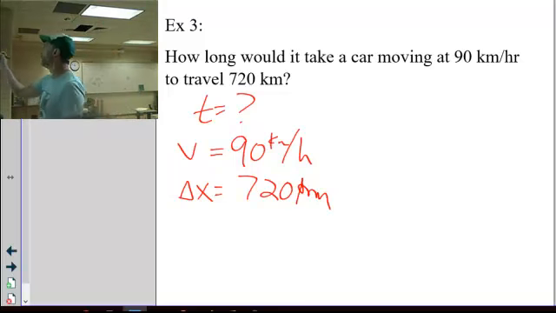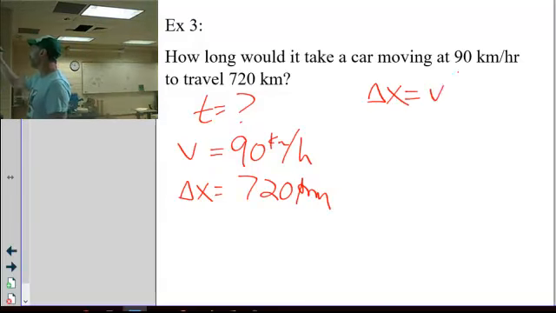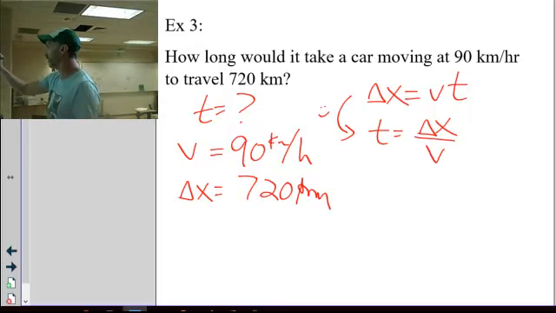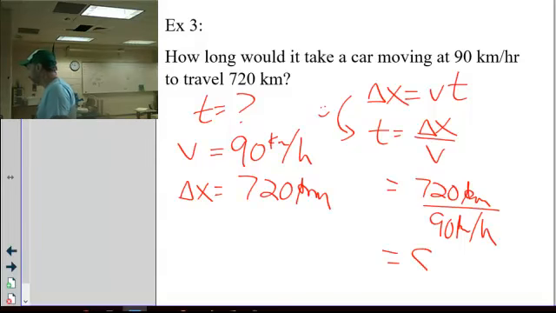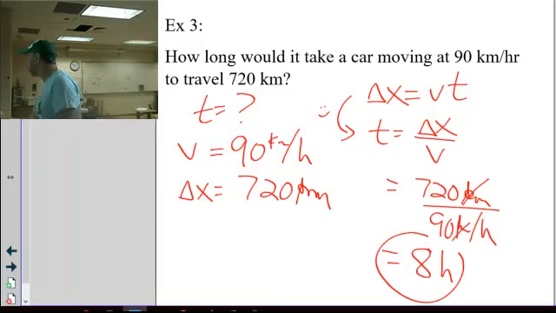So that's my given. Here's my equation. Displacement is velocity times time. I'm looking for time though, right? So let's multiply both sides by velocity, and you get this. Algebra, okay? And then plug in your numbers. My displacement, we went forward 720 kilometers at a velocity of 90 kilometers per hour. Divide, and you get 8. Kilometers cancel, and you're left with hours. You can use either H or HR for hours.